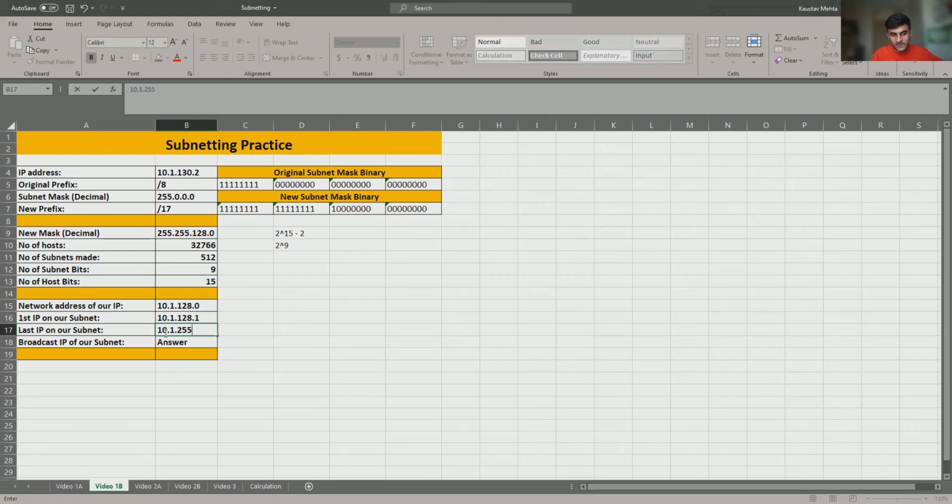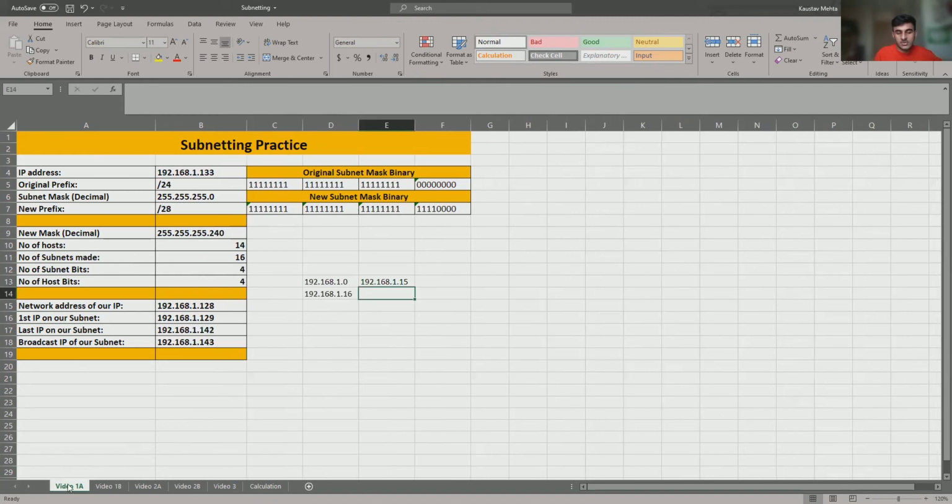This will be 255.254. I'll show you how we got here. And the broadcast is going to be 10.1.255.255. Okay. So now, since we're subnetting in the second and third octet, basically the rules are the same, but the way we subnet is kind of different to the ones in the first one.